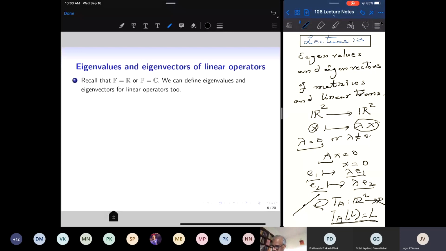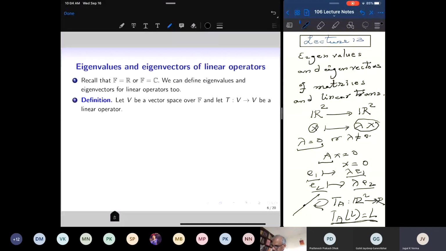Our field of scalars has to be fixed in order to fix a vector space. So suppose the field of scalars is R or C. The field of scalars could be other fields also, like the field of rational numbers. But you fix a field of scalars, and then we talk about matrices where the entries are in this field of scalars, and then we define eigenvalues and eigenvectors of linear operators also.